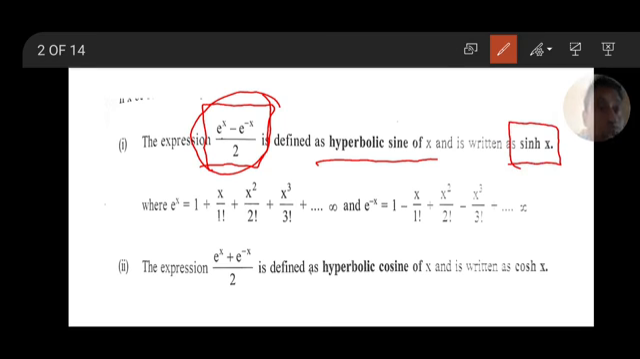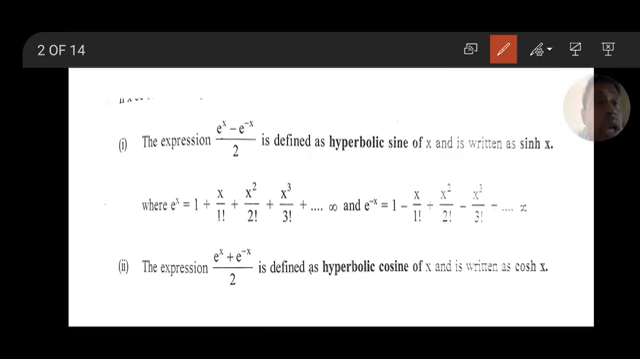Like trigonometric functions, sin theta, cos theta, cosec theta, sec theta, cot theta, tan theta, we have hyperbolic functions for all trigonometric ratios. First one is the hyperbolic sine function. The expression e to the power of x minus e to the power of minus x by 2 is defined as the hyperbolic sine function. This expression value is called the hyperbolic sine of x.